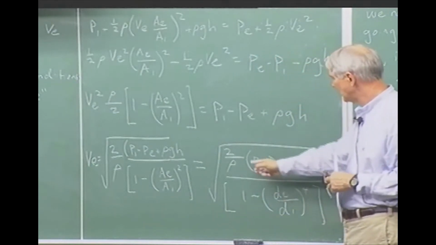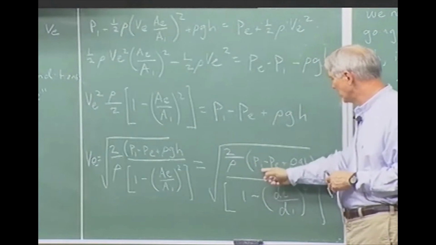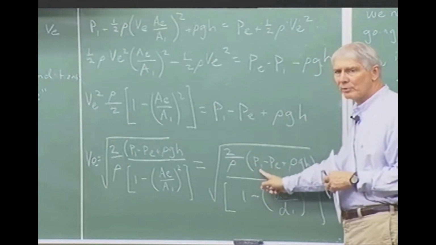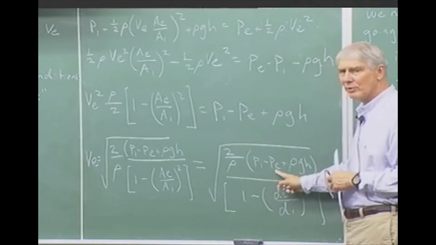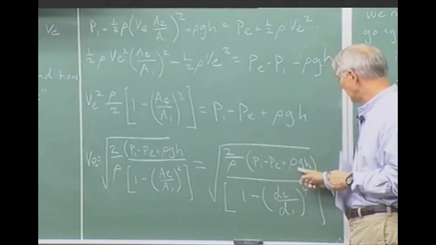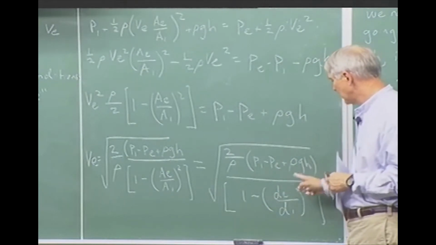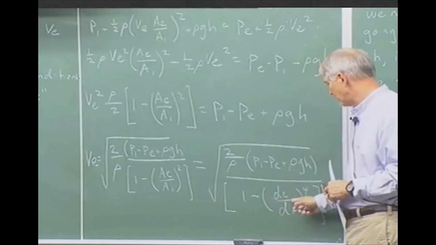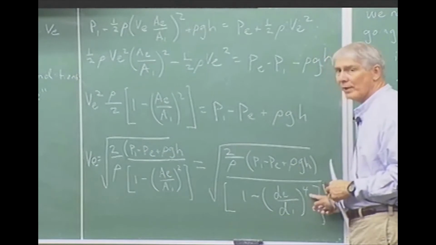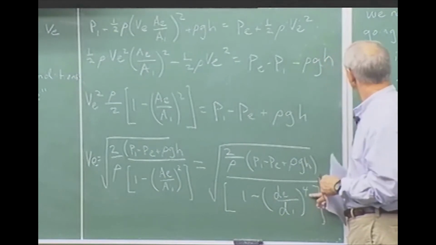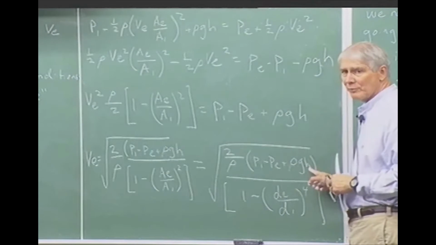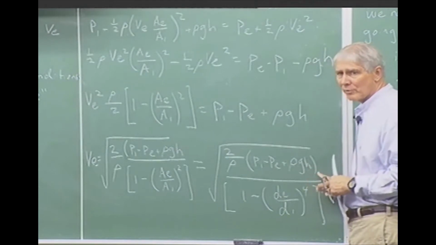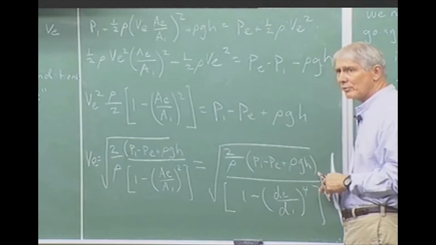The exit velocity is the square root of 2 over rho times P1, which is the pressure in the bottle, minus P exit, which is atmospheric pressure, plus rho g times the height in the bottle, divided by 1 minus dE over d1 raised to the 4th power. That's our exit velocity. So you can see that to get our exit velocity, we're going to have to know the height of the water in the bottle from this term right here. And we don't know that yet, so we're going to have to derive an expression for that.